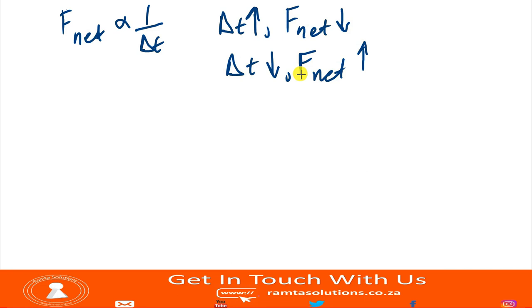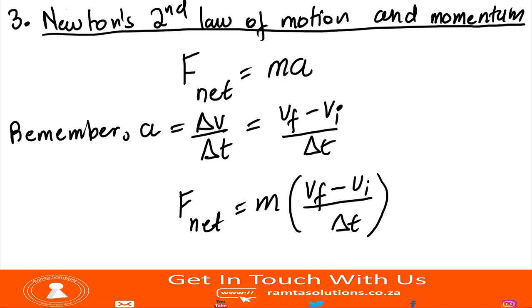Okay, guys. So this is momentum. This is Newton's second law in terms of momentum. So Newton's second law in terms of momentum says the net force acting on an object is equal to the rate of change of momentum.